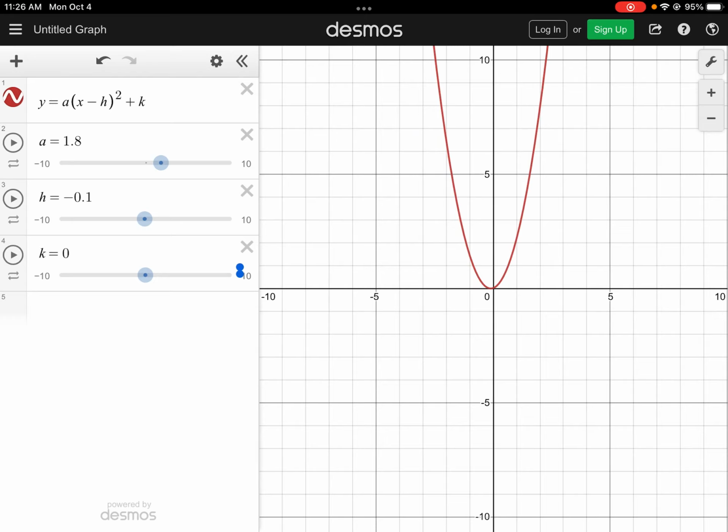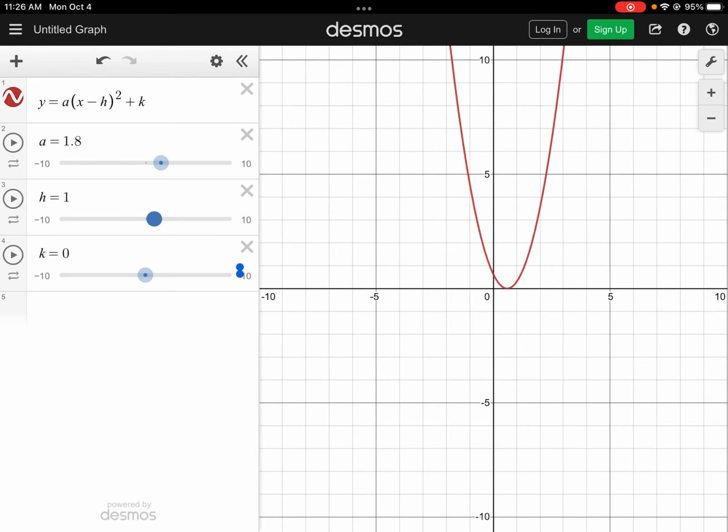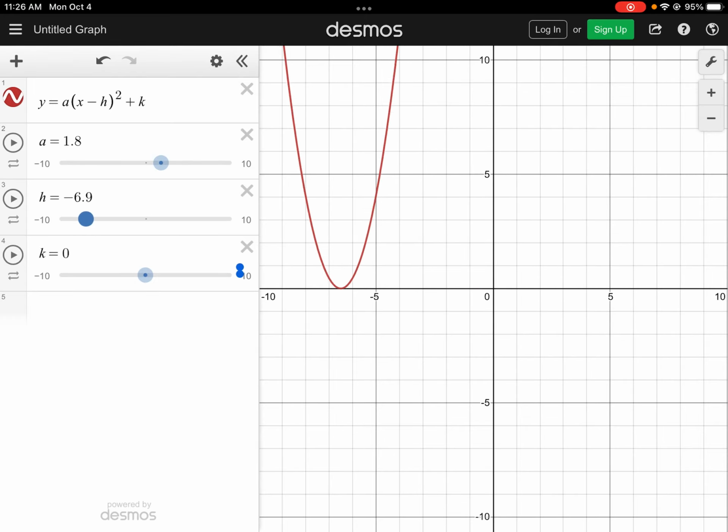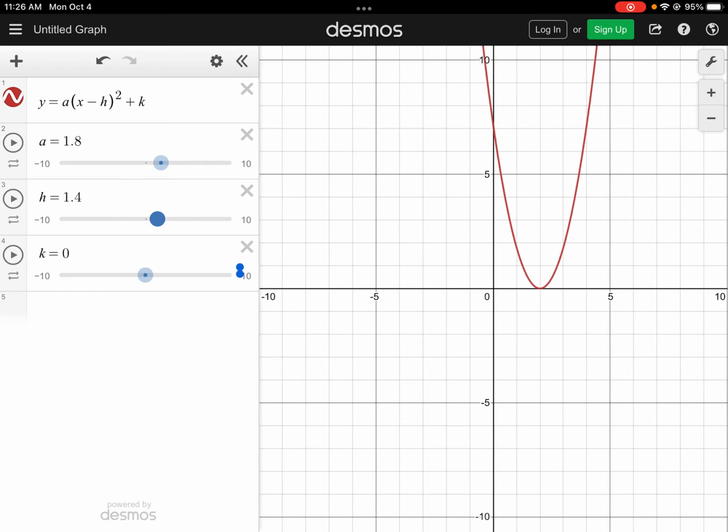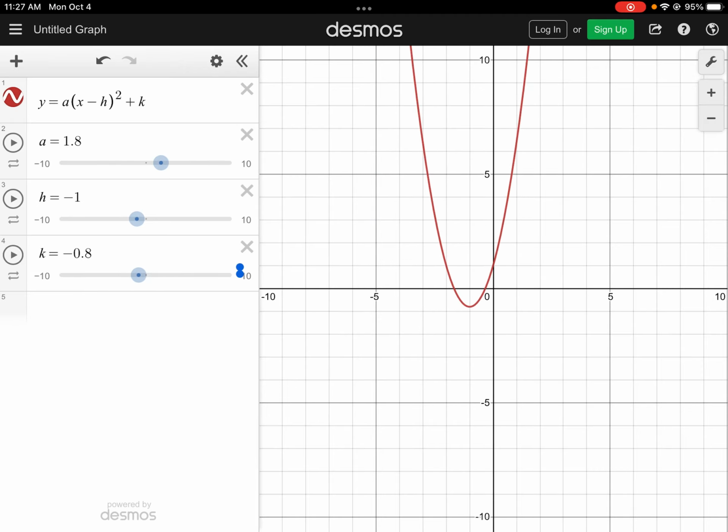And now I'm just going to change the h. Well, what does h do? h changes where the parabola is, but only horizontally. And k is going to move our parabola up and down. So really, let's just get back to this.